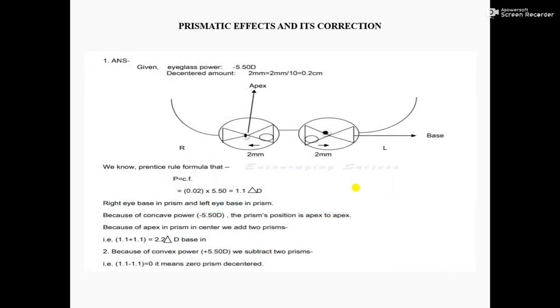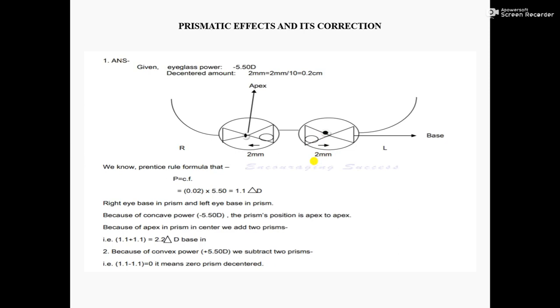Next, number 1: the given power is minus 5.50 diopters. The decentrated amount is 2 millimeters. We will convert it to centimeters. So 2 millimeters divided by 10 equals 0.2 centimeter. This is the diagram: this is the center of the eye and this is the deviated eye towards the nose, that is 2 millimeters. This is the center and this is the deviated eye, 2 millimeters deviated.